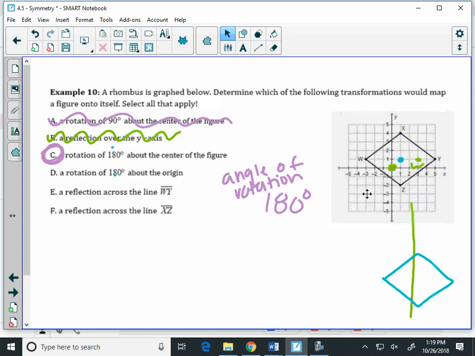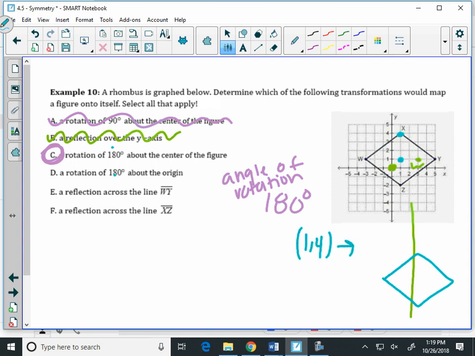Okay. But if you put your pencil on the origin, if you can tell, the figure is moving about the origin. It's changing quadrants. If we take X, which is 1, 4, and do a 180-degree rotation about the origin, that's where we take no flip, change the sign of both. And then X will land at -1, -4. Well, that didn't map up onto itself.